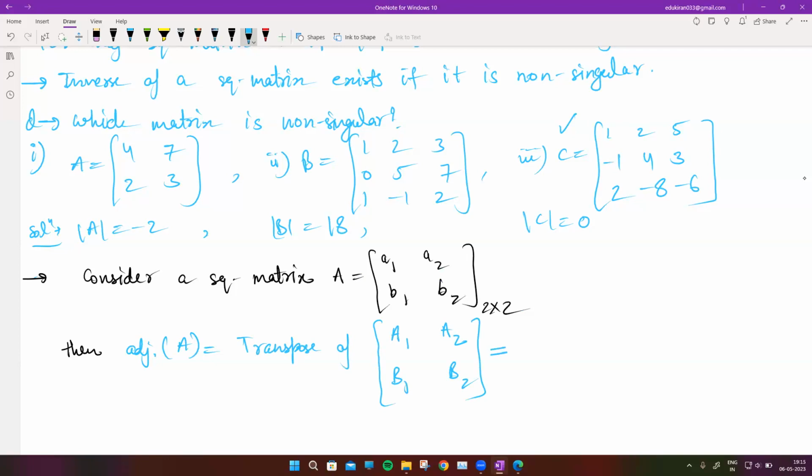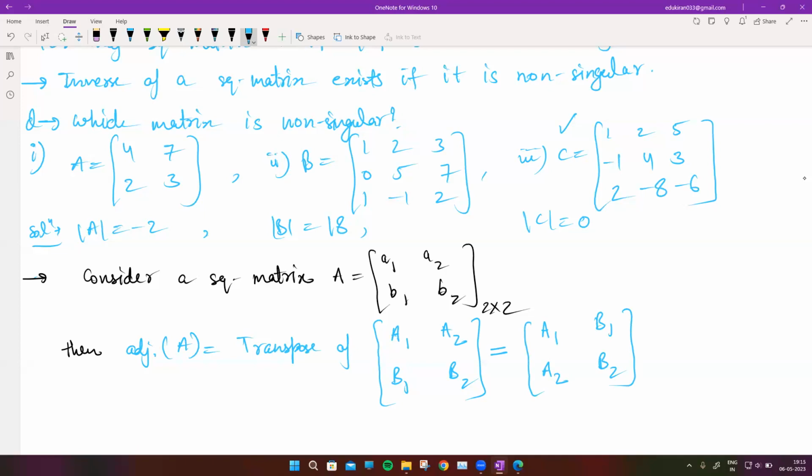Now the transpose of any matrix is given by interchanging rows and columns. There are 2 rows, A1, A2 and B1, B2. I'll make them columns. The first row A1, A2 will be the first column now, and the second row B1, B2 will be the second column now. This is the adjoint of it.